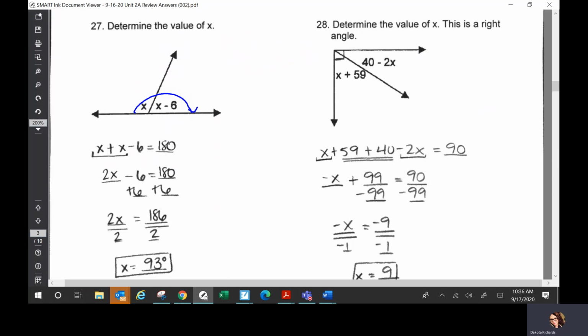So x plus x minus 6. So we've got these two angles added together. They make a line, so you set them equal to 180, because we know that a straight line is 180 degrees.